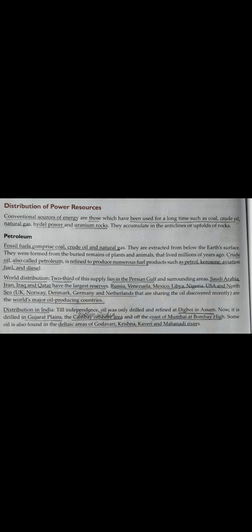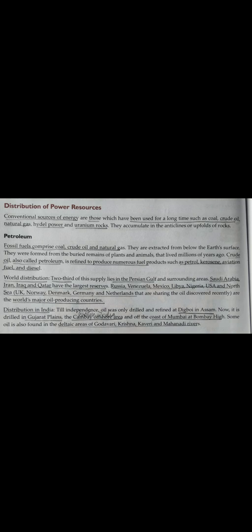So now let us study petroleum. Fossil fuels comprise coal, crude oil and natural gas. They are extracted from below the earth's surface. They were formed from the buried remains of plants and animals that lived millions of years ago. Crude oil, also called petroleum, is refined to produce numerous fuel products such as petrol, kerosene, aviation fuel, and diesel. So we all know that petroleum is used in our everyday life, that is, in vehicles and also in different industries and factories. So, the fossil fuels comprise coal, crude oil, and natural gas.